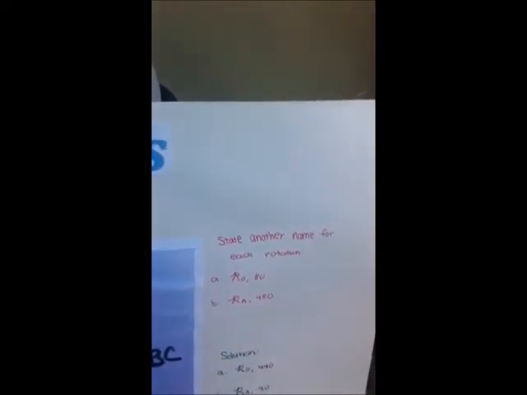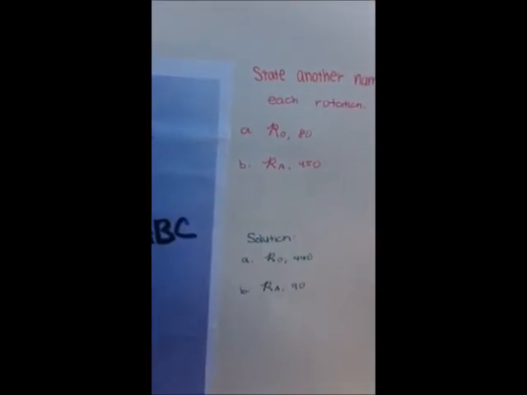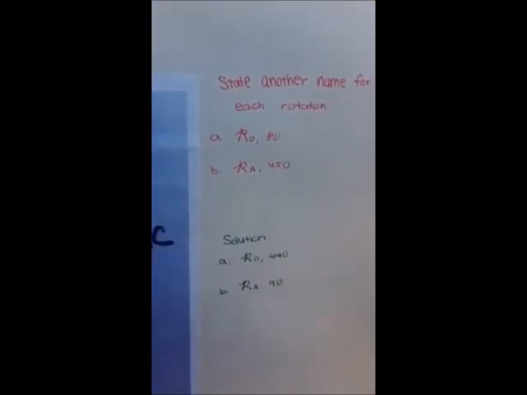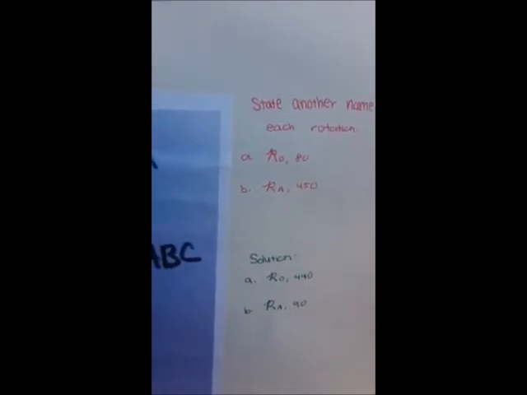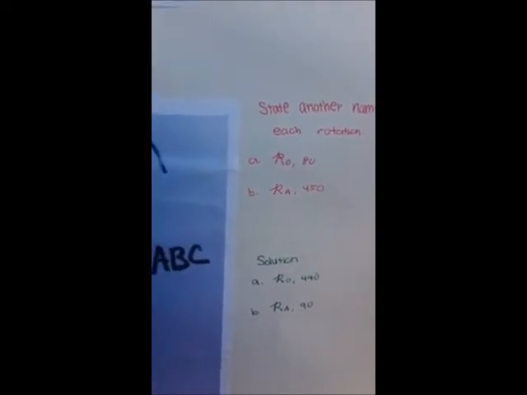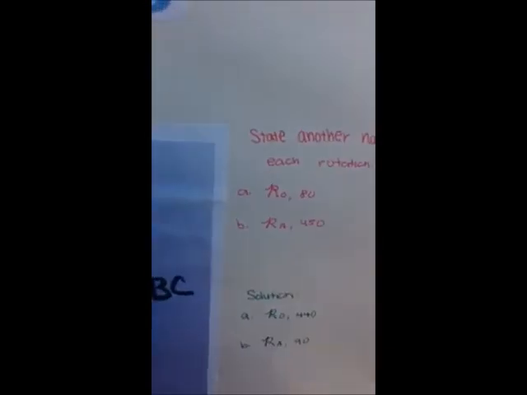So here's our example. State another name for each rotation. A, rotation around point O, 80, and B, rotation around point A, 450. Now try it yourself. The solution for A was rotation around point O, 440, and for B, the solution was rotation around A, 90.